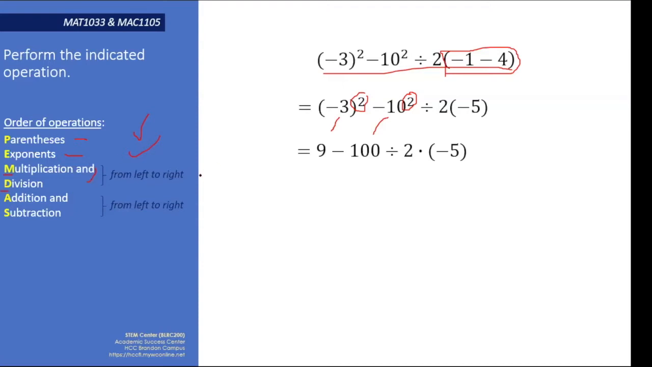Then we go to the next level, which is multiplying and dividing. So we read from left to right, and we determine which one to calculate first by which one appears first when reading it from left to right. So if we read this current line starting from the left, we see that the division comes first, so that's what we calculate beforehand, and we get 50.